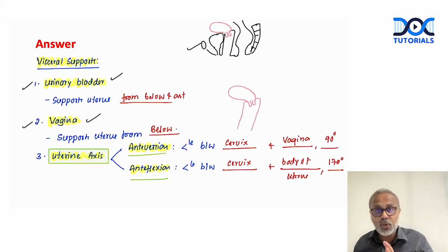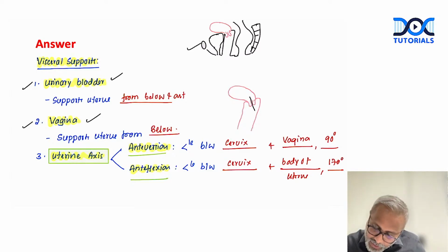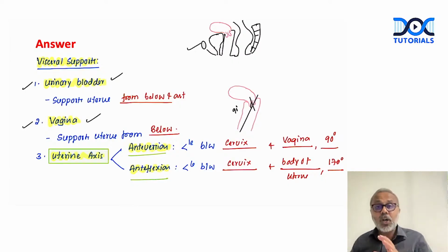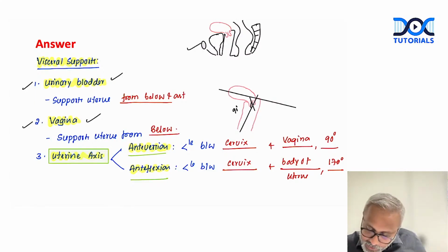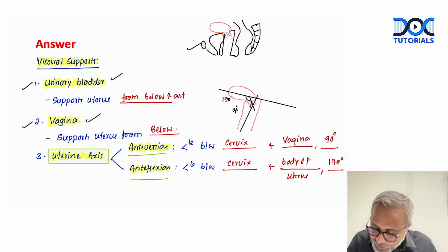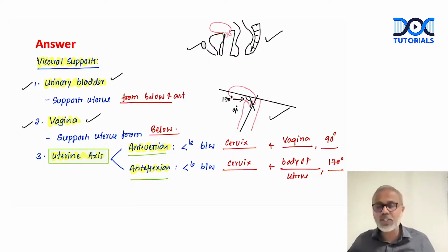Now, how do we show anteversion and anteflexion? So anteversion, what is it? It is the angle between what? The long axis of the cervix and let's say the long axis of the vagina, right? And normally this is 90 degrees. How do we show the anteflexion? Remember, the anteflexion is the angle between the long axis of the body of the uterus and then the long axis of the cervix. So this is about 170 degree, right? This one single diagram is enough to show anteversion and anteflexion. So this is one diagram you have to write.